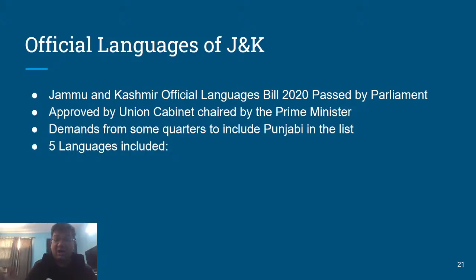So, let us see which are the five languages which are included. You might actually get a question about which of them has not been included. So that's actually one way of looking at things. Anyway, which are the five languages which have been included? One is Kashmiri, then you have Urdu, Dogri, Hindi, and English.